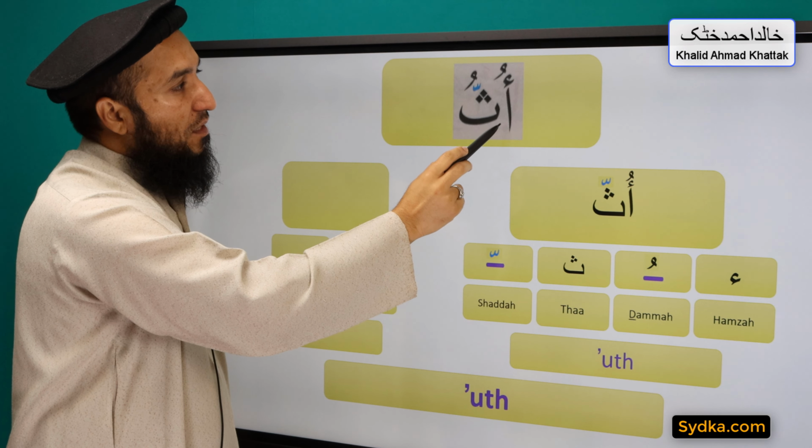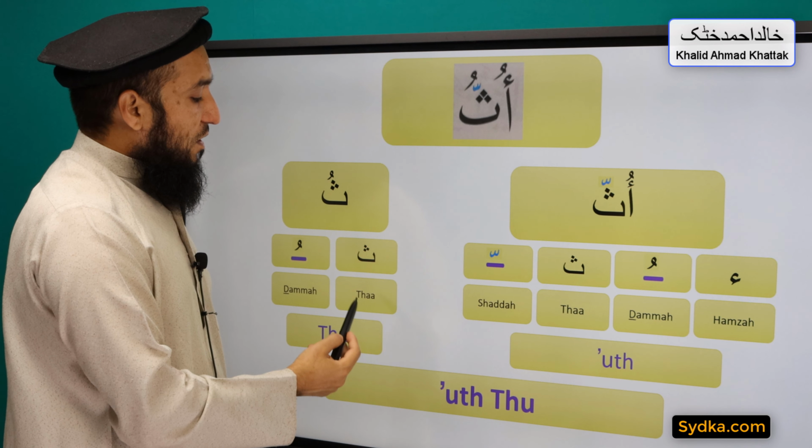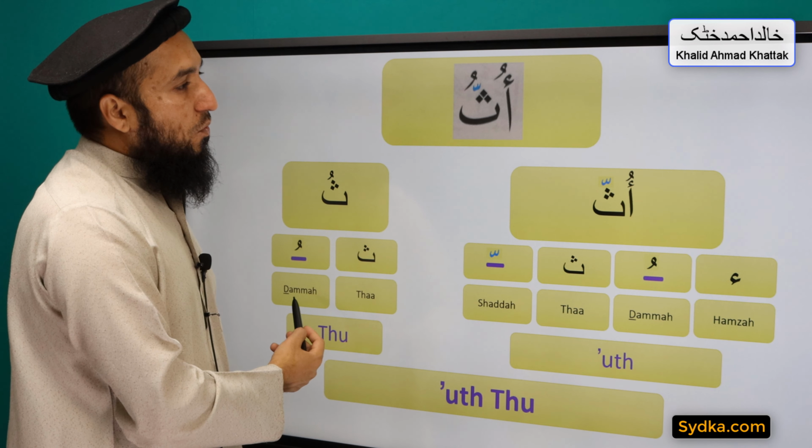The second syllable we have is tha, dhamma, thu. Tha is a light letter, it has dhamma on top of it and it is prolonged for one count. Tha, dhamma, thu. Combining both syllables together, we have uthu, uthu, uthu.